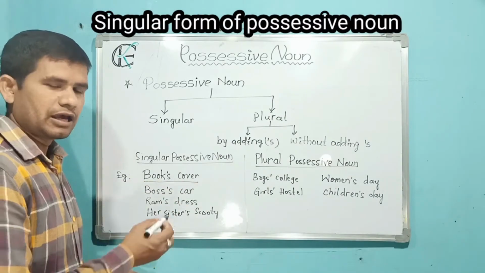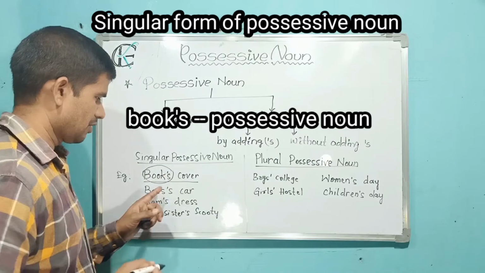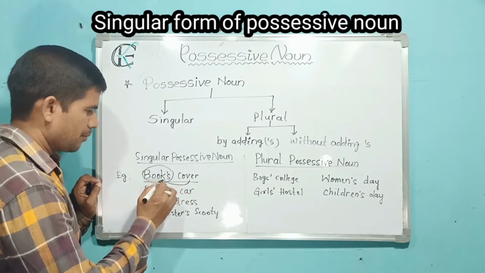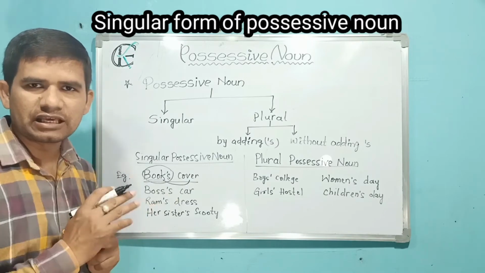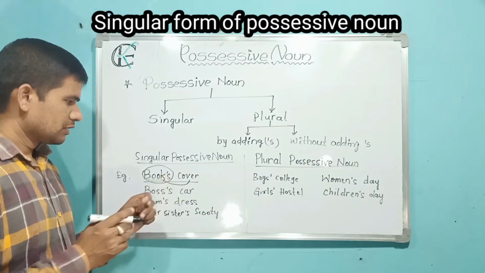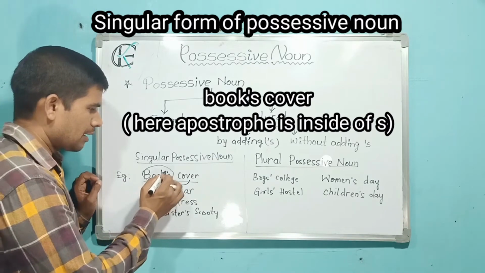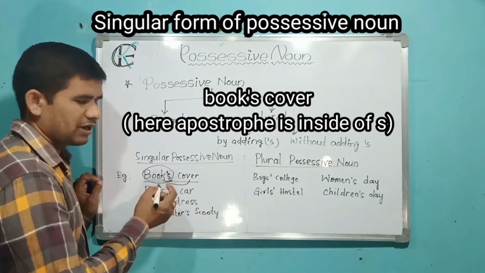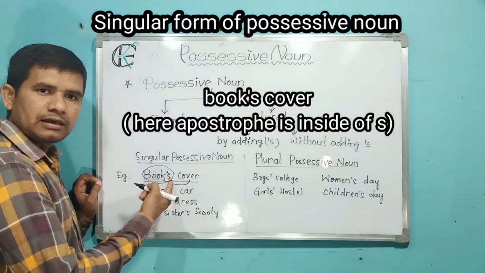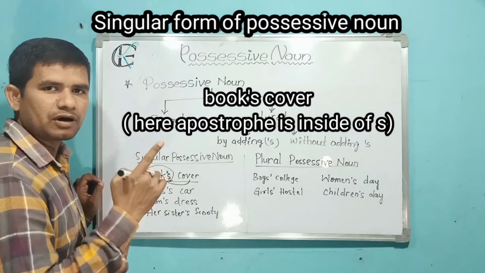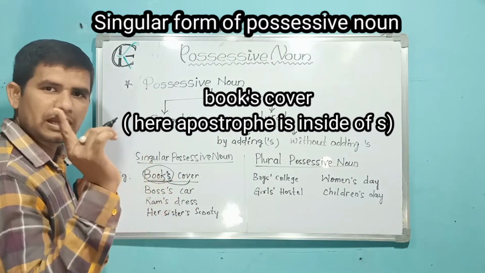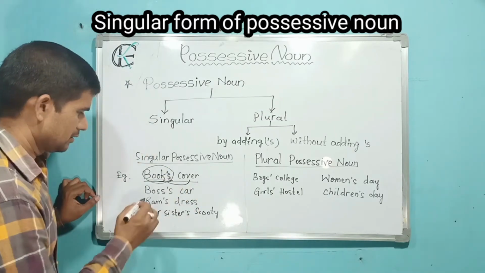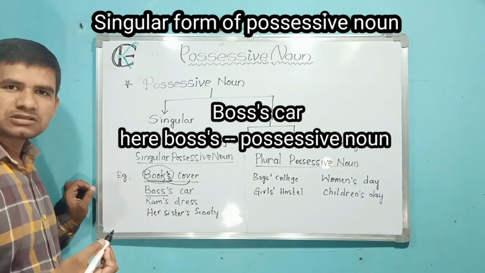Book's cover. Okay, here book's is the possessive noun, and the cover belongs to the book. Here I am saying about a single book, so we should write book, then apostrophe, then s. This is the way of writing. It means the cover is about a single book, so we have to write it in such a way. Clear?